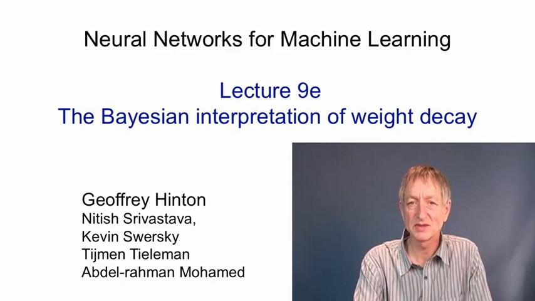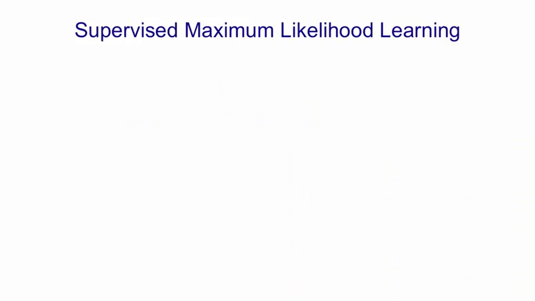This is called maximum a posteriori learning, and it gives us a nice explanation of what's really going on when we use weight decay to control the capacity of a model. I'm now going to talk a bit about what's really going on when we minimize the squared error during supervised maximum likelihood learning.